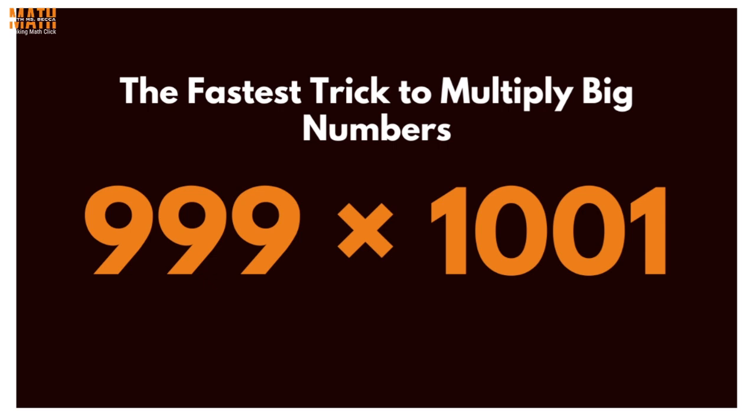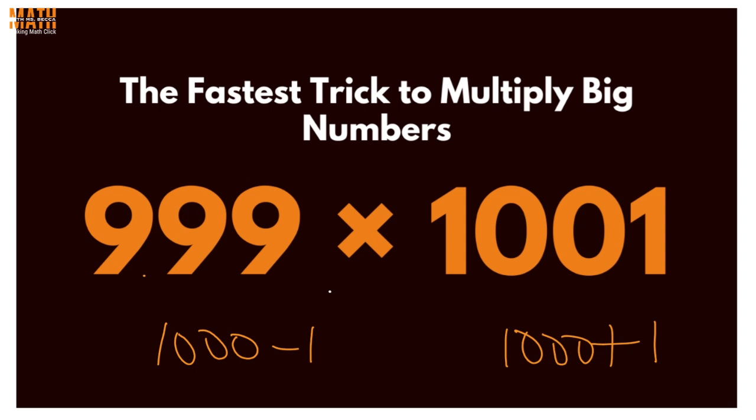Let me show you a multiplication shortcut you will use for life. The question is 999 times 1001. Since both numbers are close to 1000, we use the base method. This becomes 1000 minus 1 times 1000 plus 1, since both are close to 1000. 1000 is the base for both.